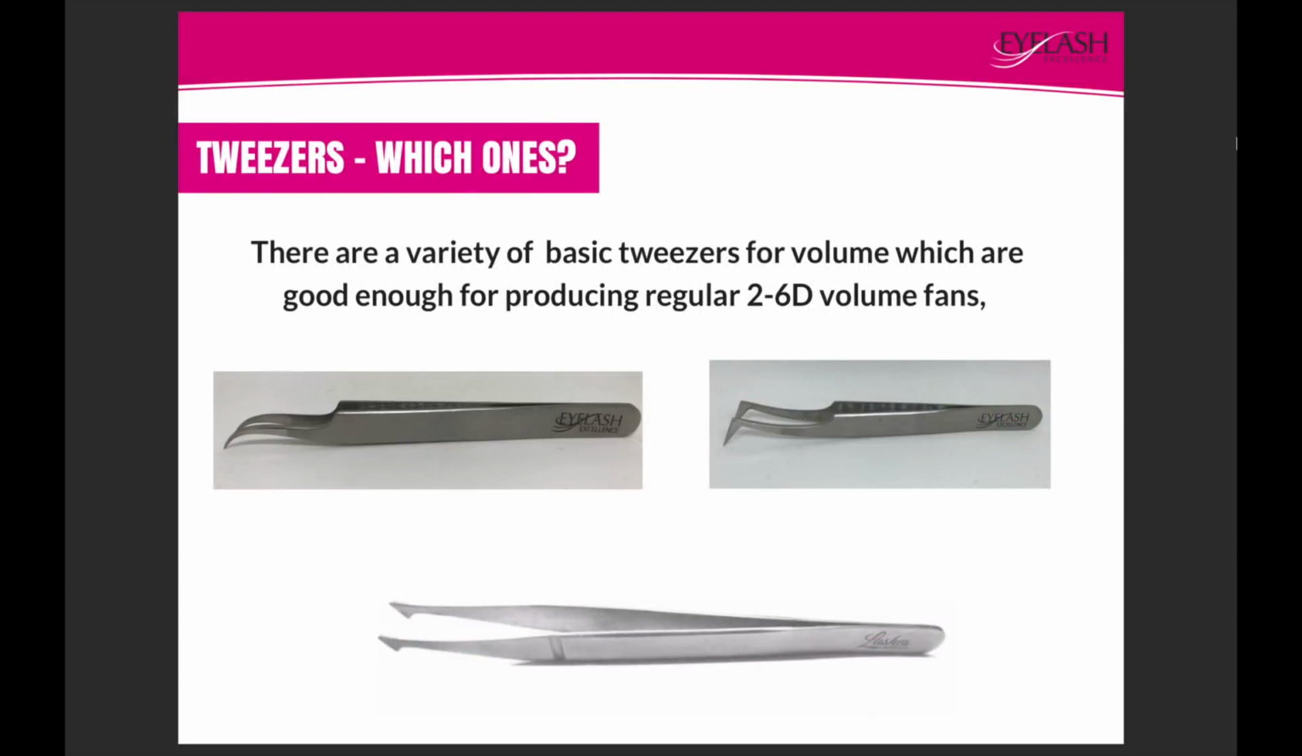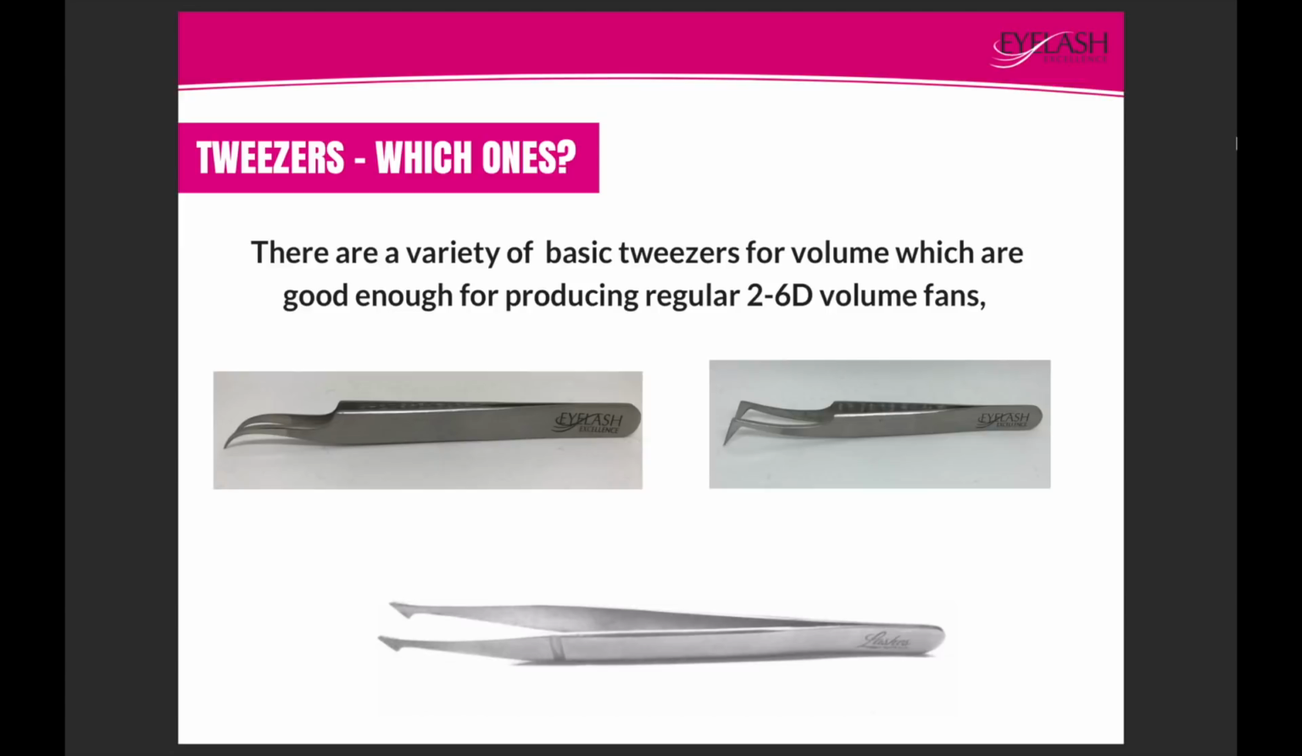Now, tweezers, which one to use? There are a variety of basic tweezers out there which are going to be great for the Russian volume technique. They'll pick up 2 to 6D. You'll find that most do about 4D, and then they struggle a little bit because they're cheaper tweezers. They're not precision manufactured. It's a bit like having a car. If you want a super sporty, fast car, you've got to pay the money for it. Whereas if you just want a basic run around, you buy yourself something a bit cheaper. And it's the same with tweezers.